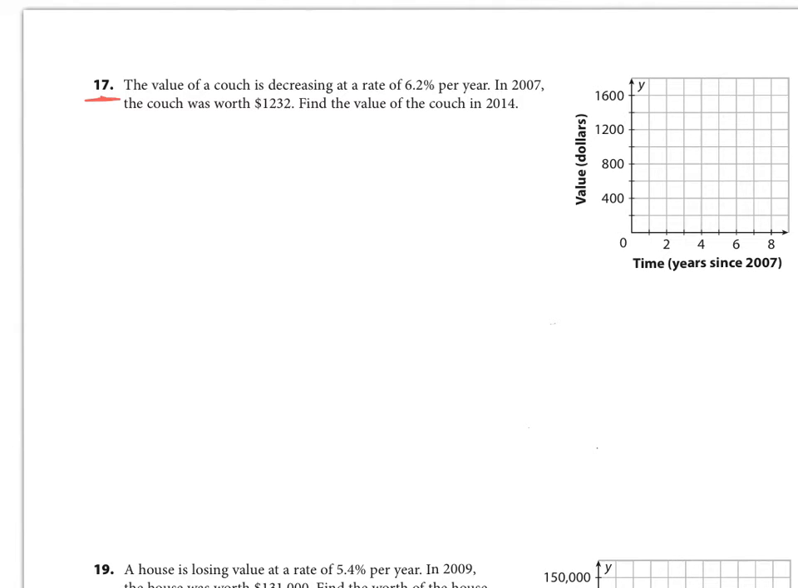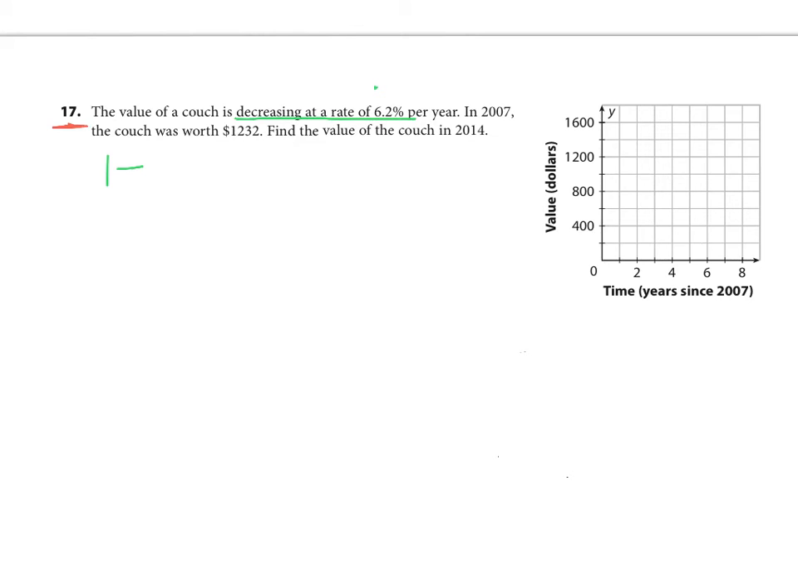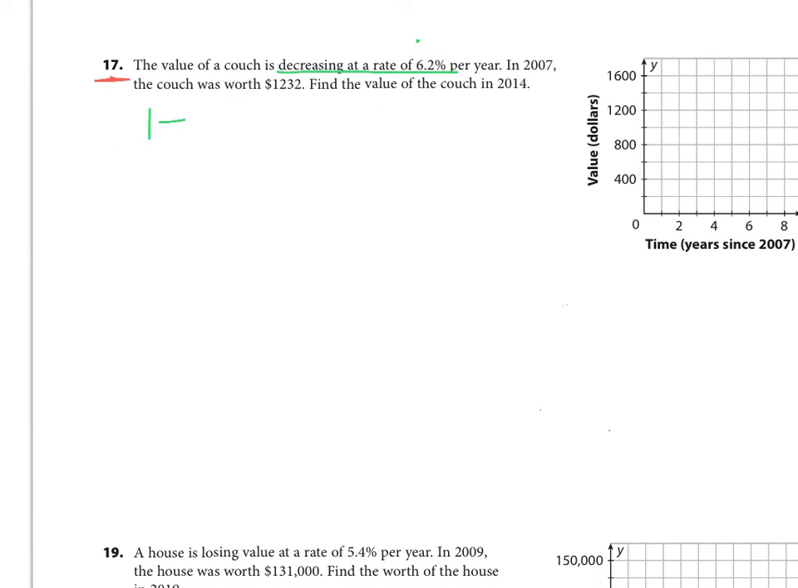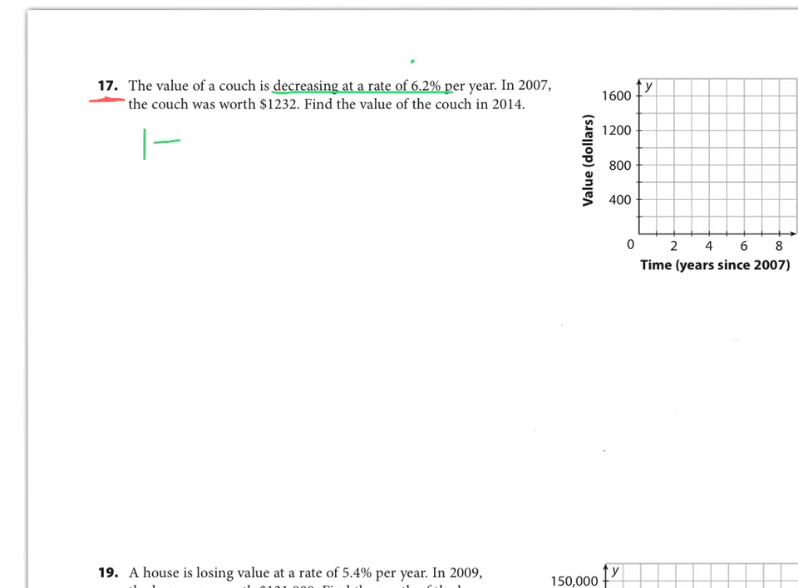The value of the couch is decreasing, that's important, okay? So decreasing at a rate of 6.2% per year. So in this case, our R, or our B, our common ratio, we're going to subtract from 1. Change your percent to a decimal, so that would be 0.062. I'm going to move this down so I can write. There we go. 0.062. When we subtract that from 1, that's going to give me 0.938.